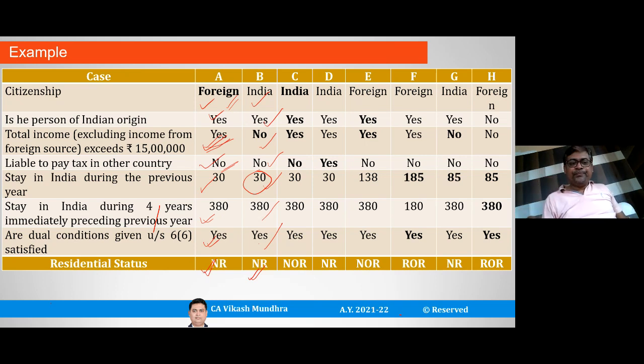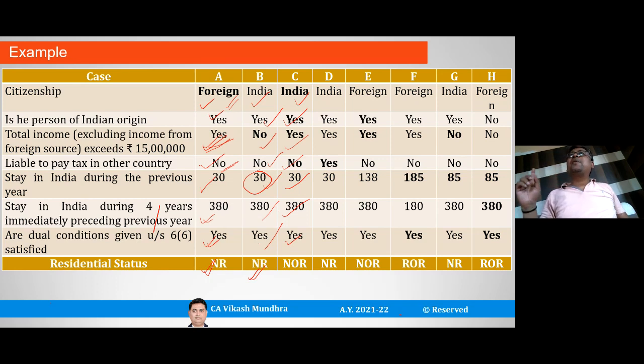Case number C. His citizenship is in India. Person of Indian origin, yes. Total income exceeds rupees 15 lakh, yes. Liable to pay tax in any other country, no. Stay in India during the previous year, 30 days, 380 days, yes. Since his stay is only for 30 days, if we check the regular conditions for determining residential status, he is a non-resident.